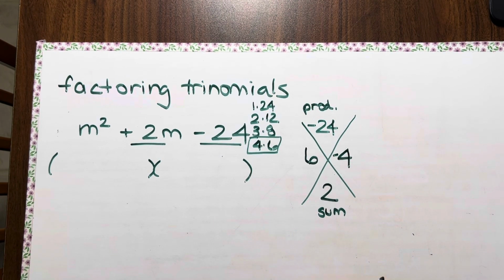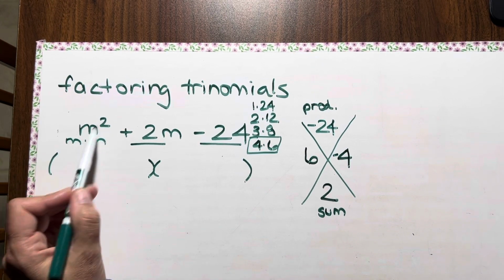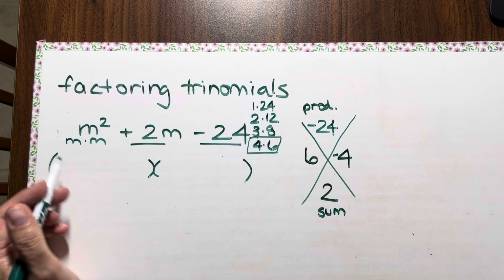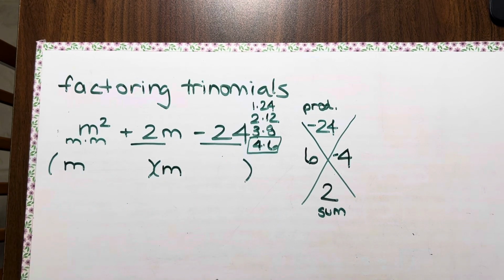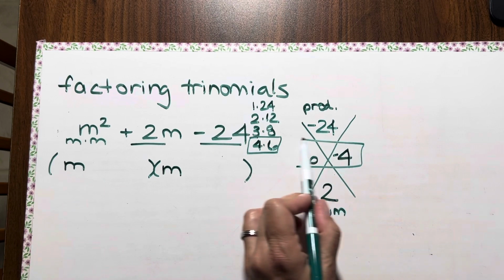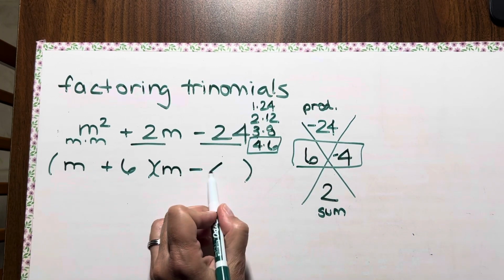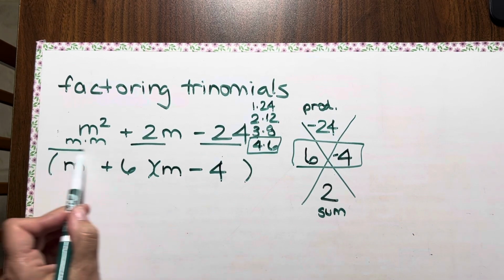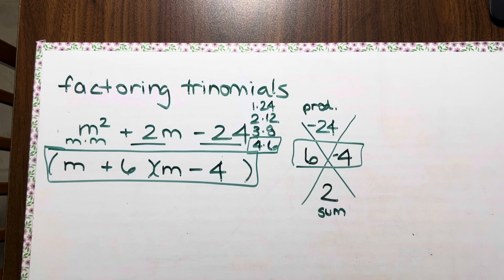Now you've done all the hard work. Let's go fill in our factors. Remember that m squared can factor to an m times an m. And our last two numbers are already here for us. I need one of them to be a plus 6 and one of them to be a minus 4. And this is my factored trinomial. And if you choose, you can go back and use the foiling method we've talked about before to check your problem.